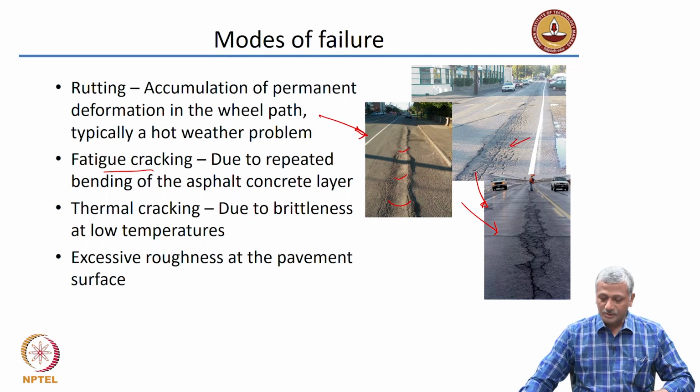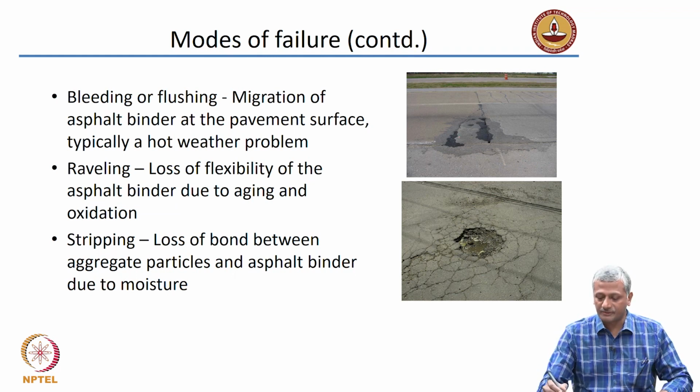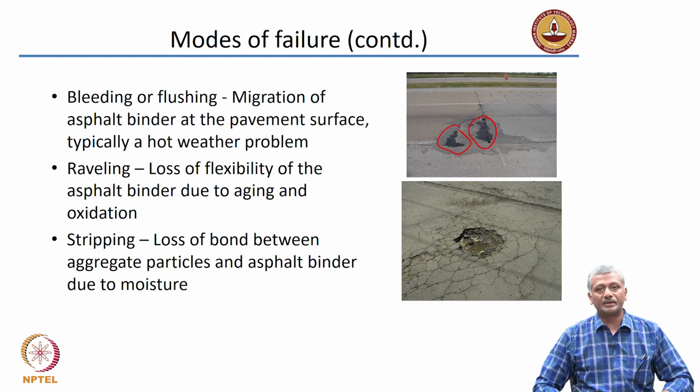Now, let us look at other types of failures. There is a problem of bleeding or flushing that may happen if the temperature becomes very high and you have chosen the wrong asphalt, which will cause the asphalt to become almost like water and start rising up to the surface, forming such pools on the surface. These are asphalt pools formed on the surface. That is because the asphalt has become very low in viscosity and come up to the surface. It is a very hot weather problem.